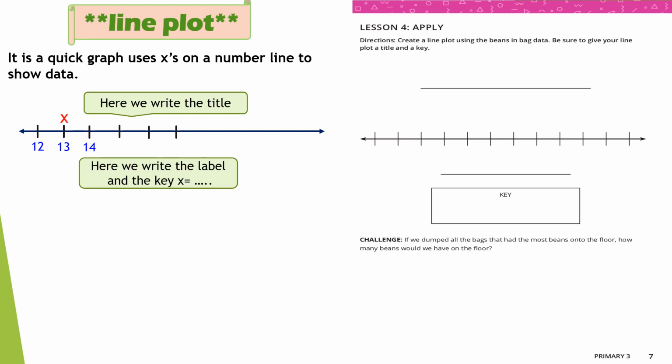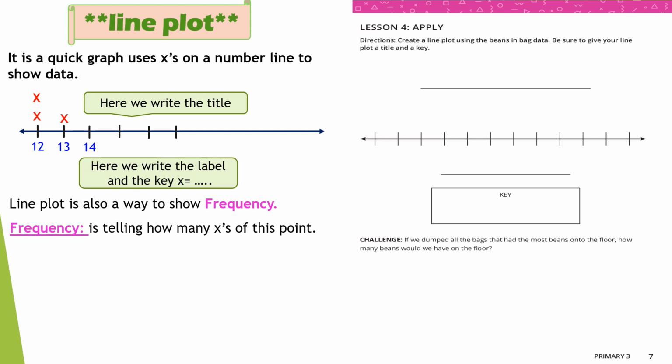Here, if we put an X on 13, it means the frequency of 13 is 1. And if we put 2 X's on 12, it means the frequency of 12 is 2. So, what is the frequency? Frequency tells how many X's are on this point. What is the frequency of 14? 0. We don't have any X's at 14. What is the frequency of 12? 2, because we have 2 X's at 12.